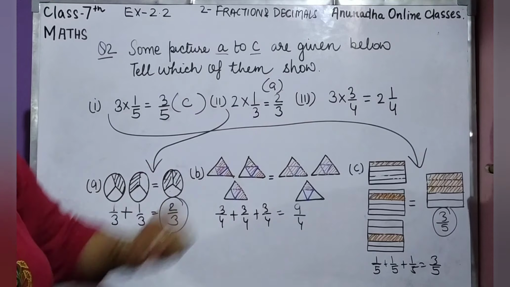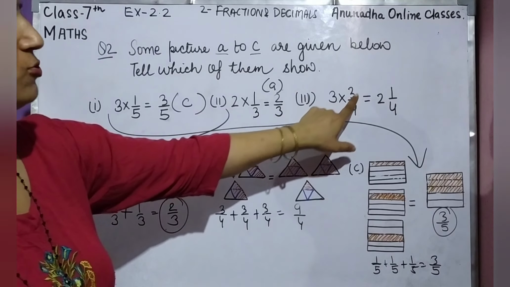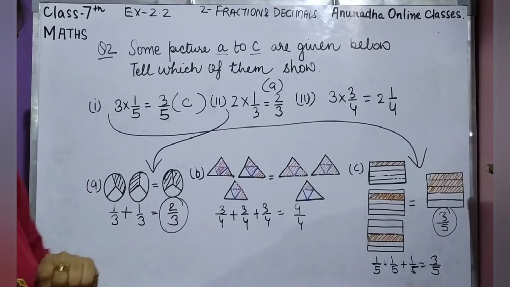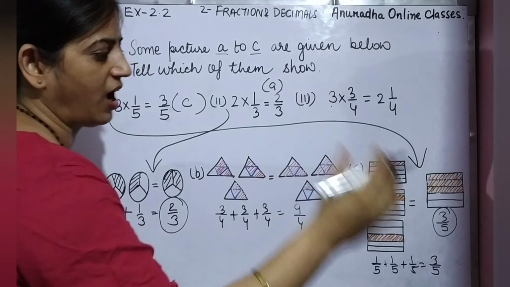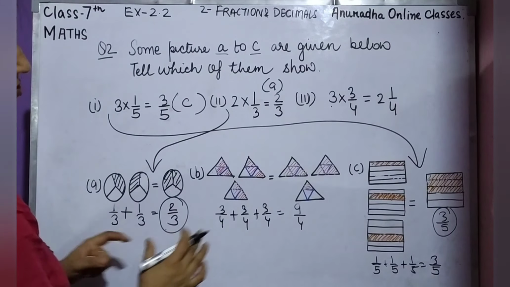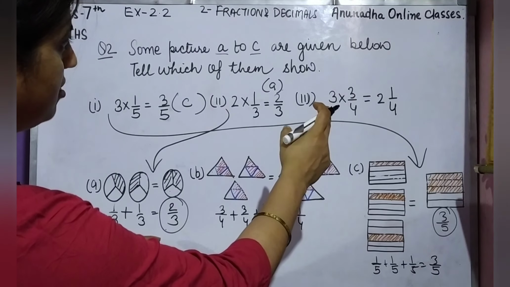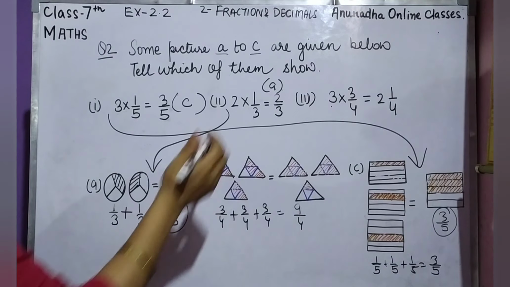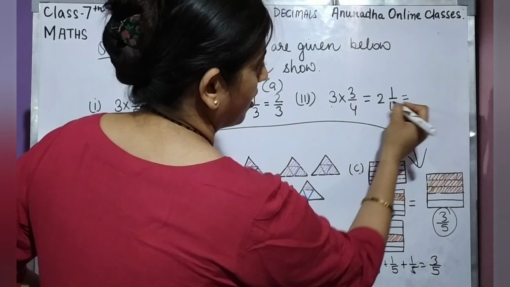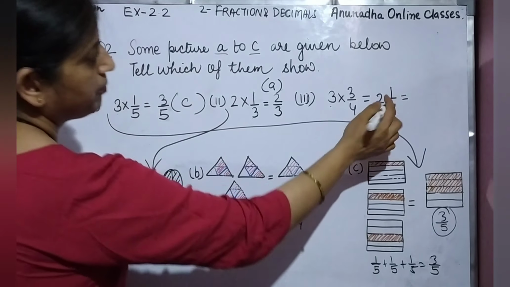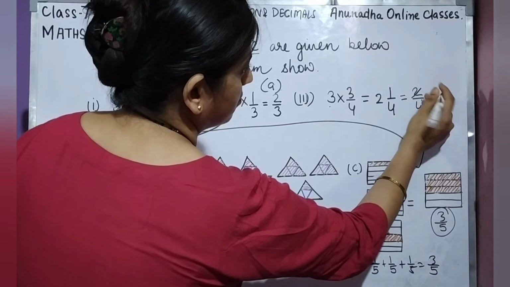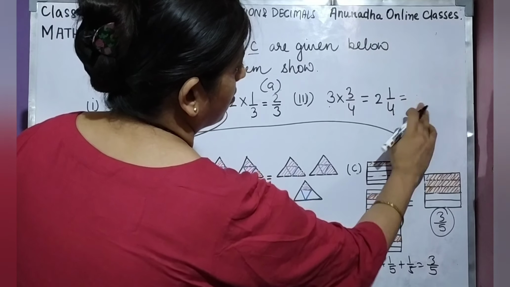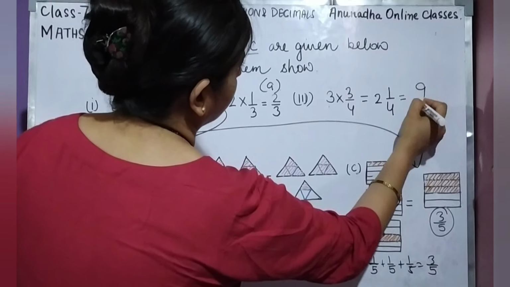Now come to the next one, that is 3 into 3 by 4 means 3 by 4 3 times. See what is our answer? 2 in bracket 1 by 4. इसको अगर हम solve करते हैं तो what you will get? Okay, you will get 2 upon 4 that is equal to, no, not 2 by 4. 2 4s are 8, 9 by 4.